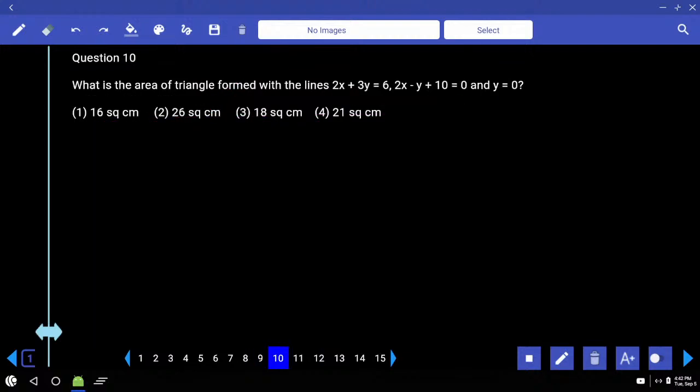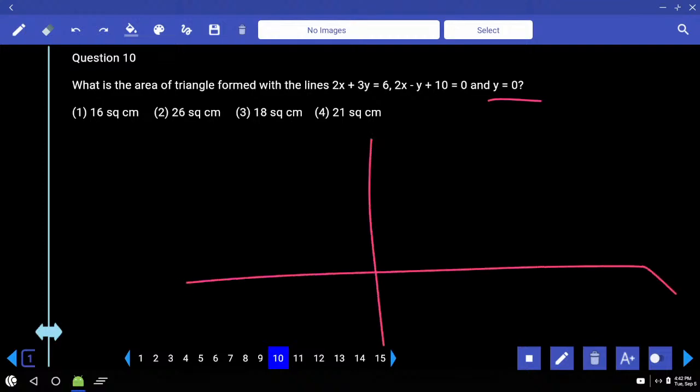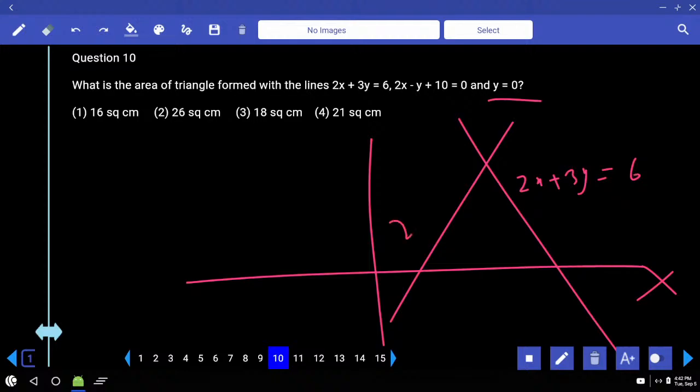Next. What is the area of the triangle formed with the lines 2x plus 3y equal to 6, 2x minus y plus 10 equal to 0, y equal to 0? Do you know how to solve this question? Here y equal to 0 is nothing but the x-axis. So here 3 lines are involved through which a triangle is formed. For example, let us consider these 3 lines: first one is 2x plus 3y equal to 6, second one is 2x minus y plus 10 equal to 0, third one is y equal to 0, nothing but the x-axis.